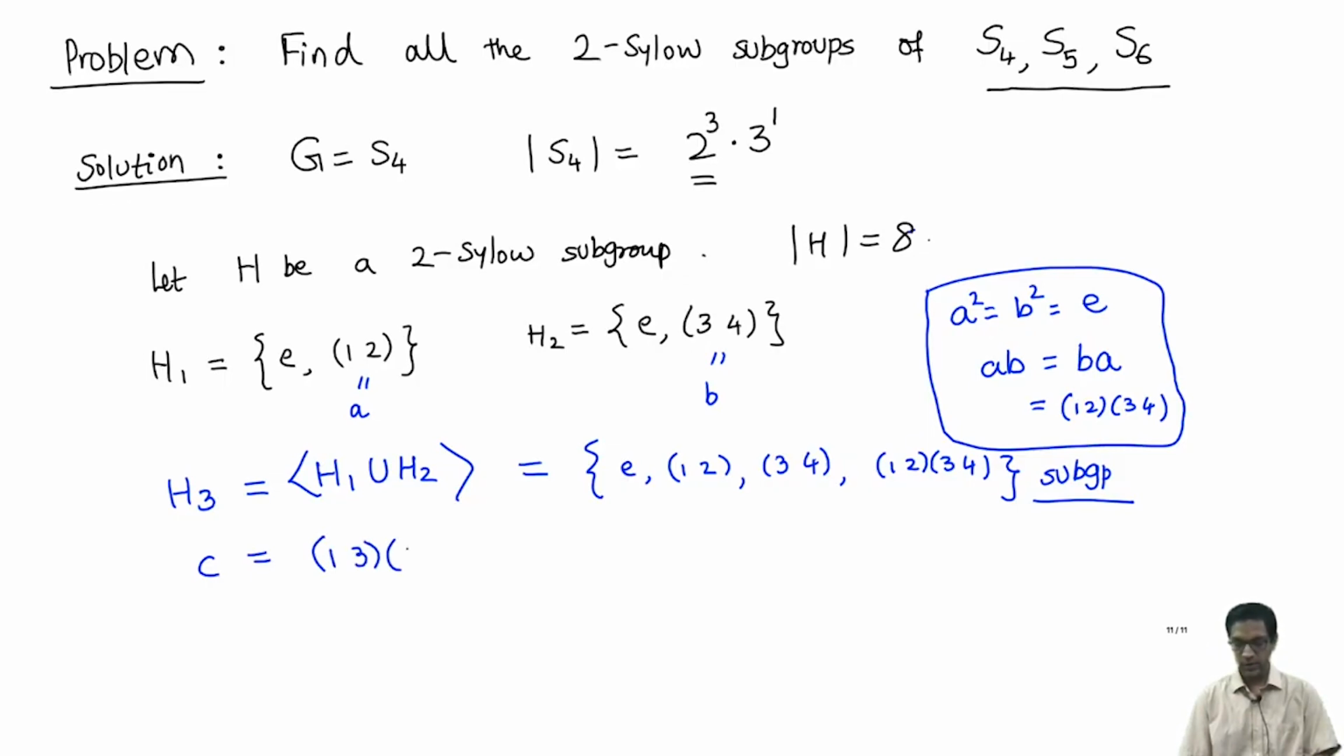Let me tell you what it is first, and then we'll see why it does the job. Consider the element (1 3)(2 4). It's not the one I wrote here; that one is (1 2)(3 4). I'm looking at the product (1 3) times (2 4). This is an element of S4. Let's define this element as C. What are the properties of C? Firstly, it's an order 2 element.